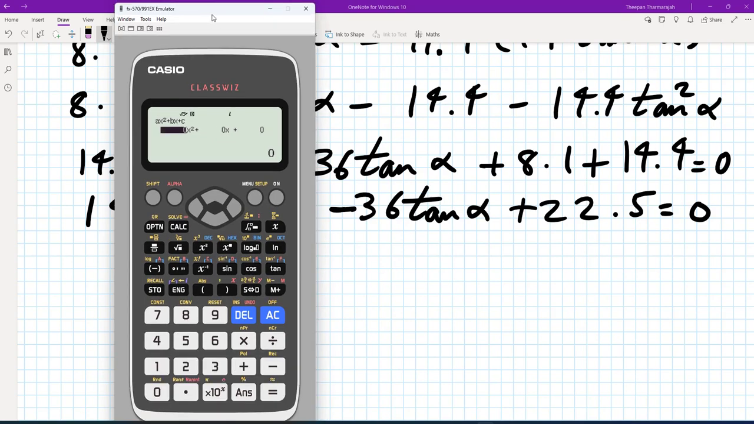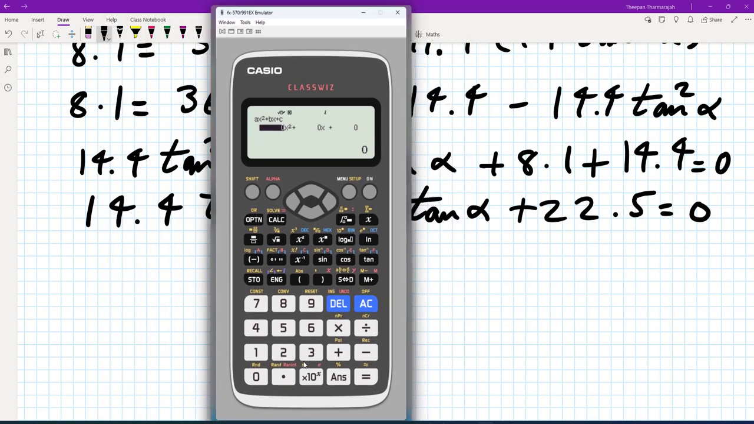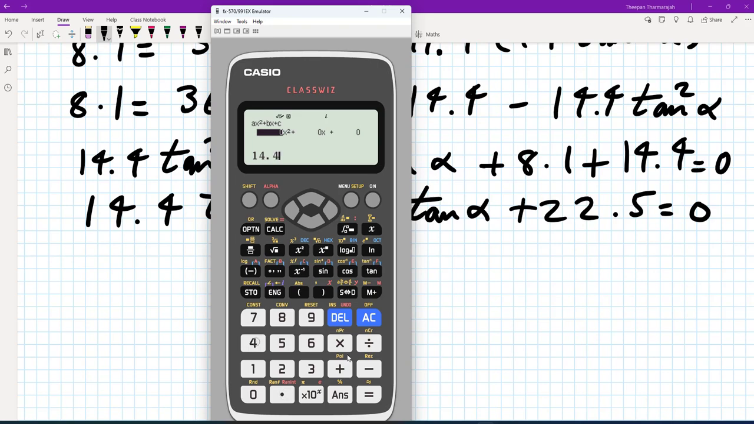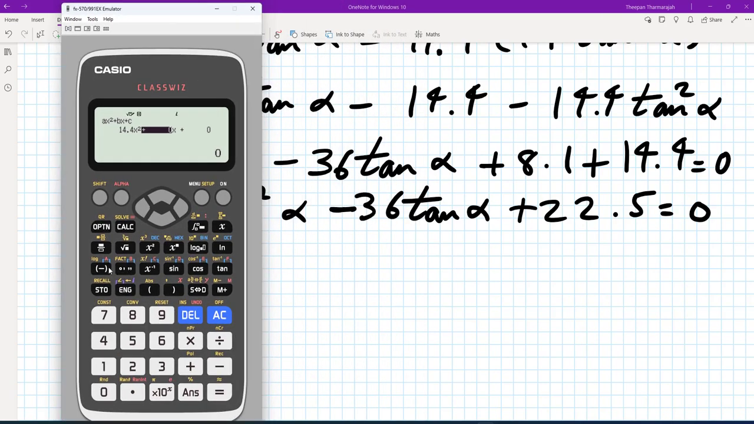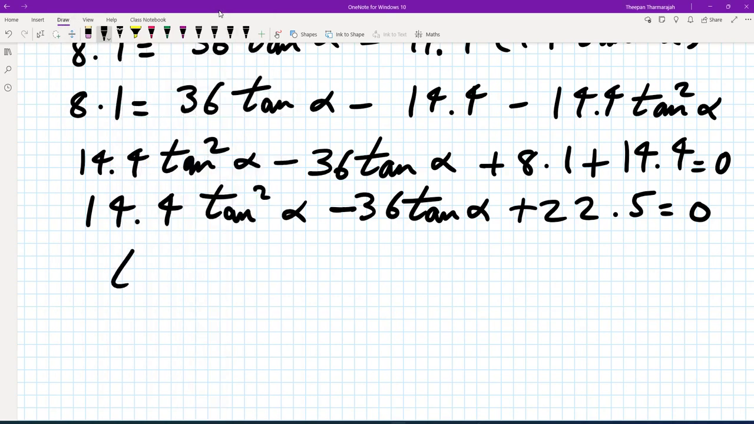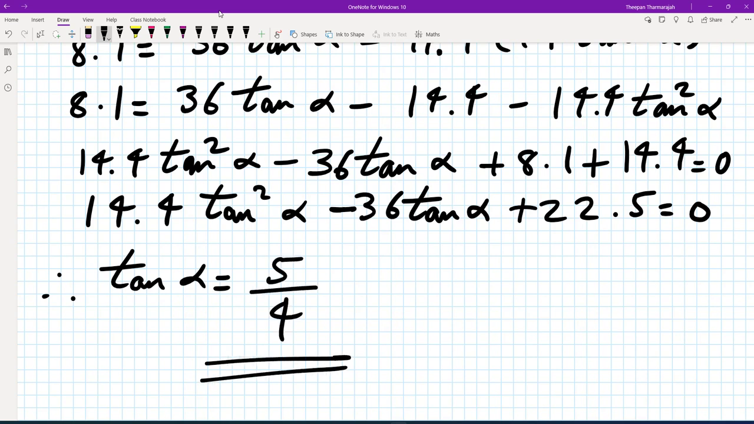so what do we get now? We get 14.4, then we're going to get minus 36, 22.5. And it seems to be, we get a repeated solution for tan alpha. So therefore, tan alpha is 5 over 4. And that is the end of the question.